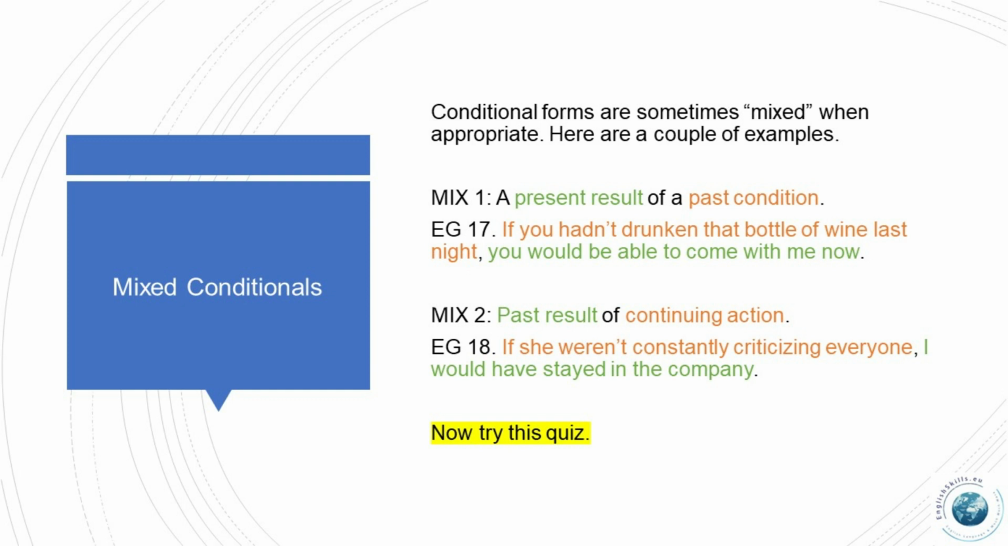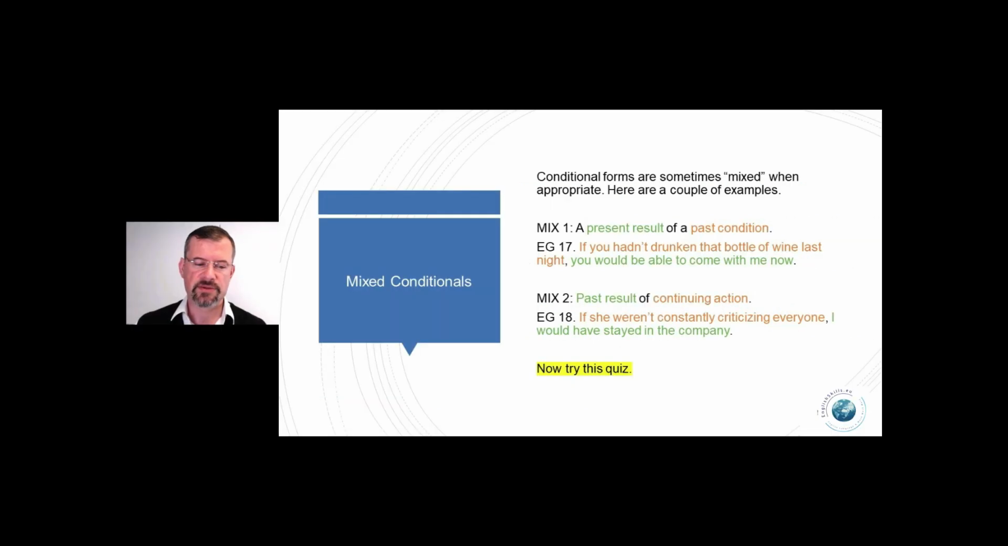Mix 2, past results of continuing action. So let's look at example 18 here. If she weren't constantly criticizing people, remember second conditional here, we're using weren't instead of wasn't, it's academically correct, I would have stayed in the company. So we are implying that it's a continuing situation. This person is constantly criticizing, and in the past, in this case, I decided not to stay in the company. So there you go. Think about this, pause the video.